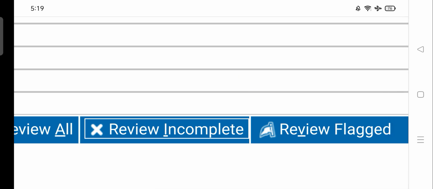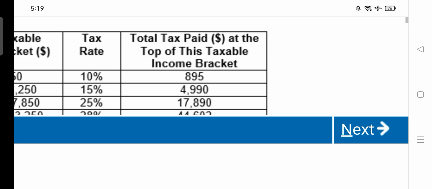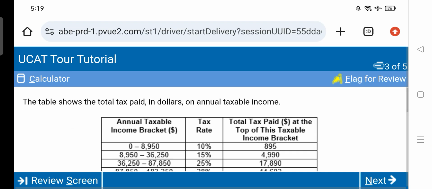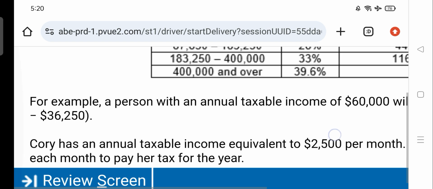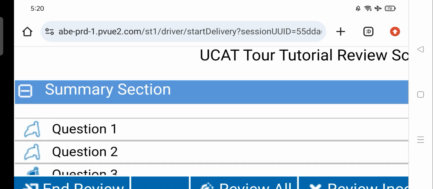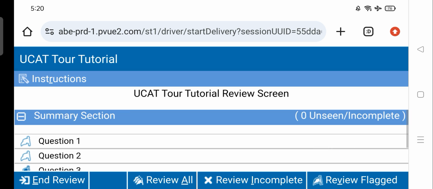Now the last option given is review flagged. If we click on it, then we have the one question, again question number 3 which we flagged, so we can review this one. Then if you want to move towards the review screen, you can again click on the review screen. That's how you are going to use the review screen.